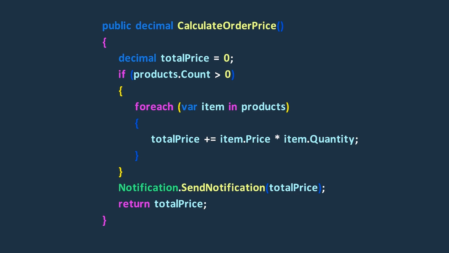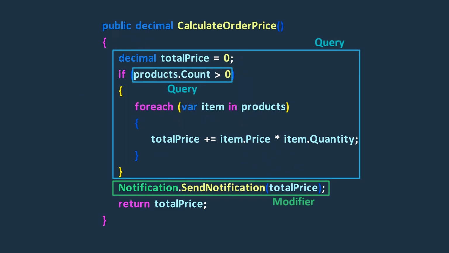To improve the code, we can apply the separate query from modifier technique by extracting the modifying and querying logic into separate methods. First, let's analyze the code and identify the querying and modifying parts. Currently, this method not only calculates the total price, but also checks if the product list has any items, and also sends a notification to the customer. As a result, we have 2 queries and 1 modifier.